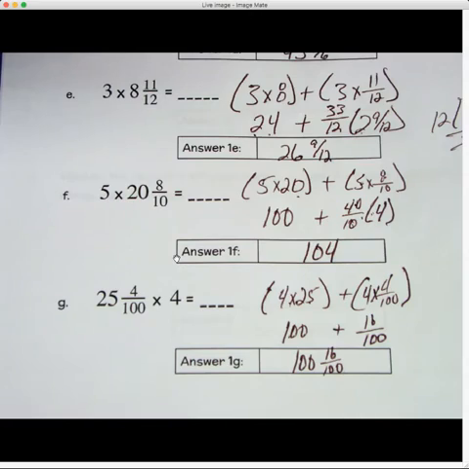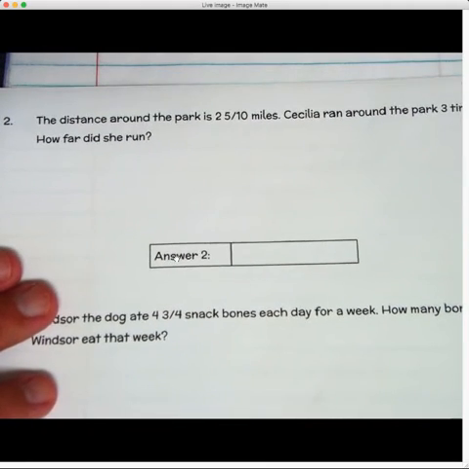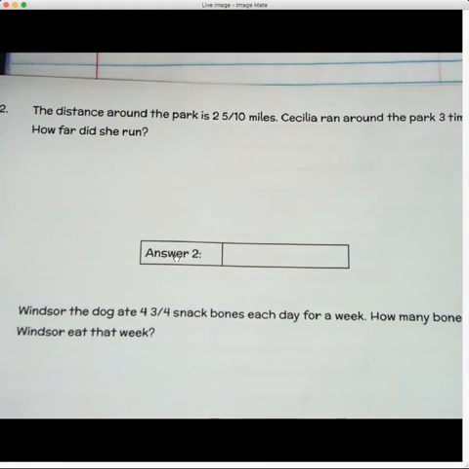Easy peasy. Let's work a couple of word problems. Tomorrow you get to do lots of word problems. Let's look at these word problems. They're just the same type of problem, but they're just in word form.